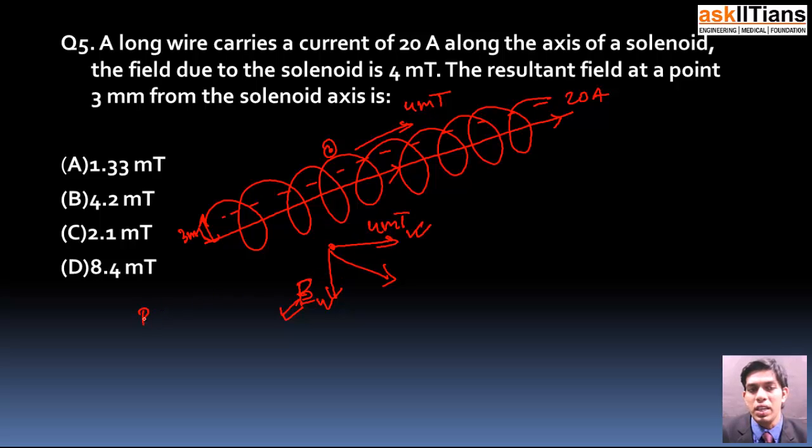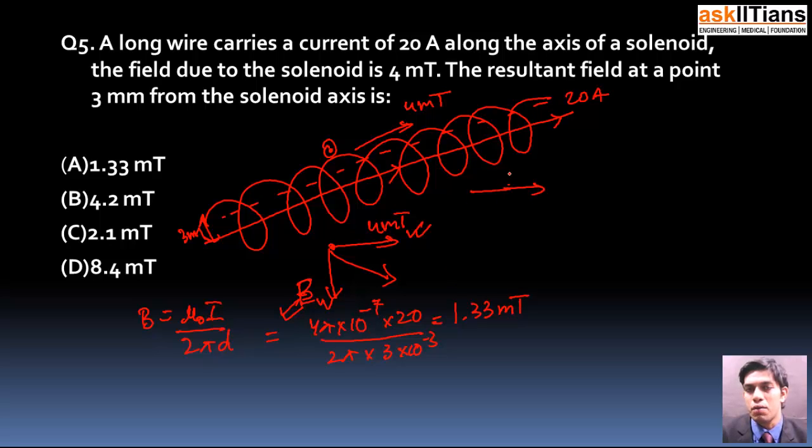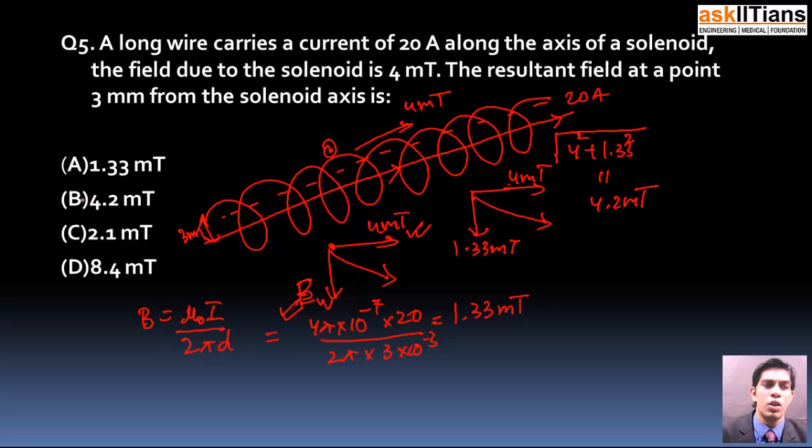We know that for the wire, B is equal to mu naught I by 2 pi d, d being the distance of separation. So B is equal to 4 pi into 10 to the power minus 7, I is given to be 20 ampere, divided by 2 pi, d is 3 mm, so it's 3 into 10 to the power minus 3. This comes out to be 1.33 millitesla. So the resultant field will be somehow like this, 4 millitesla, 1.33 millitesla, and here's the resultant field. So it comes out to be the square root of 4 squared plus 1.33 squared, which has a value of 4.2 millitesla. So B, 4.2 millitesla, is the correct answer.